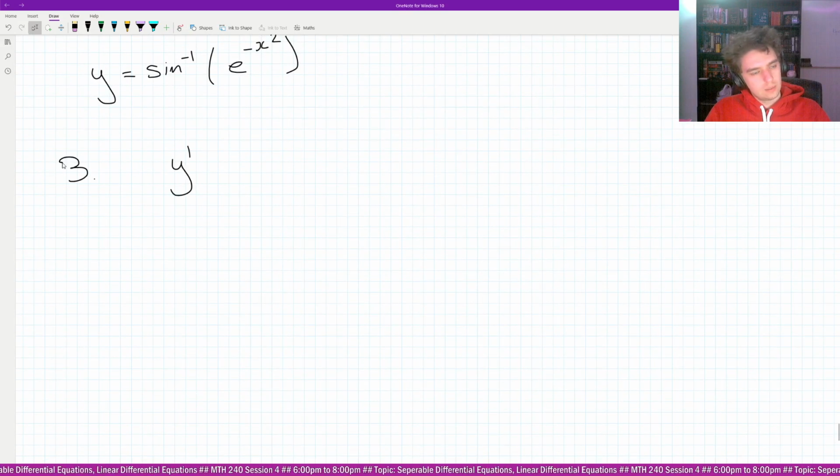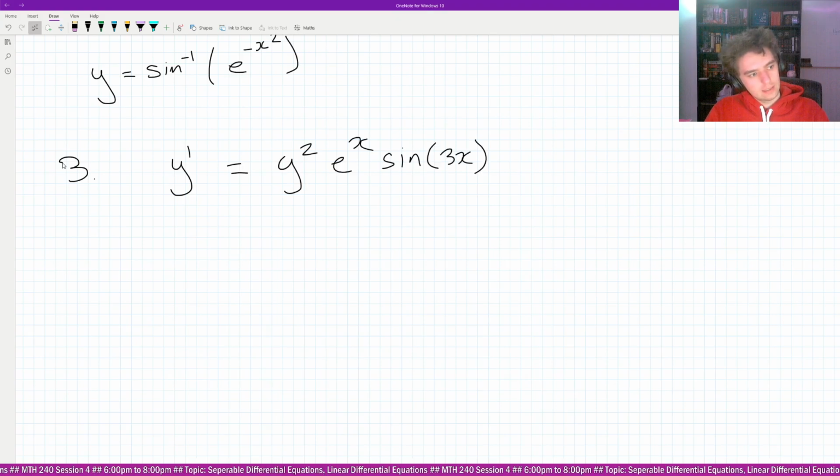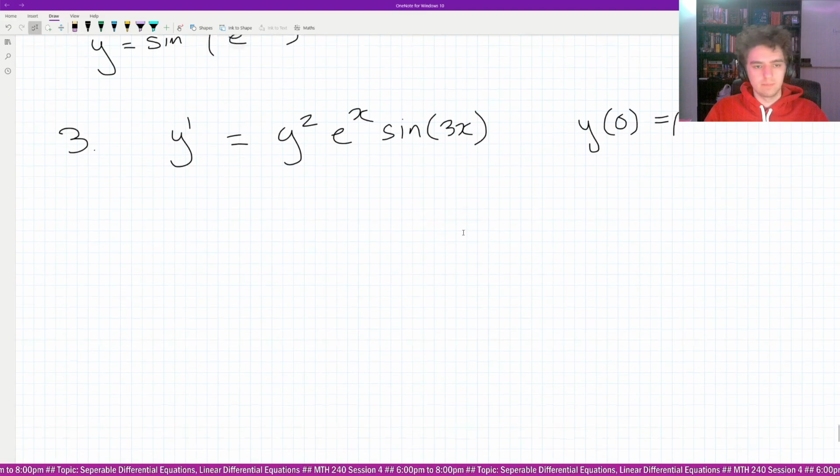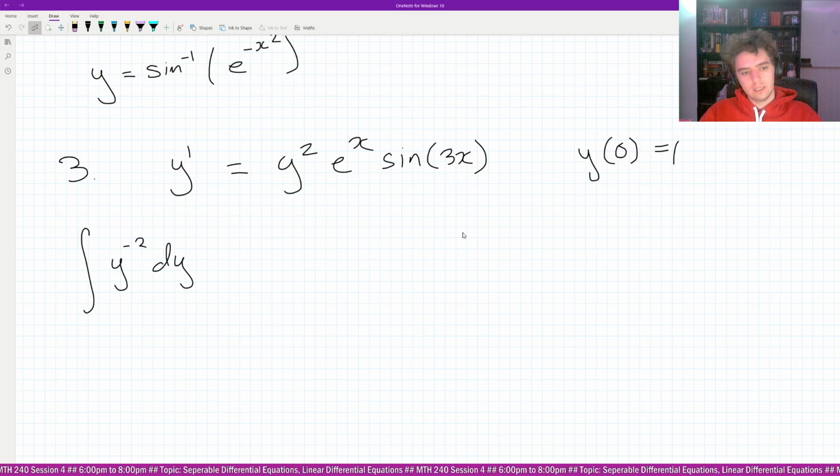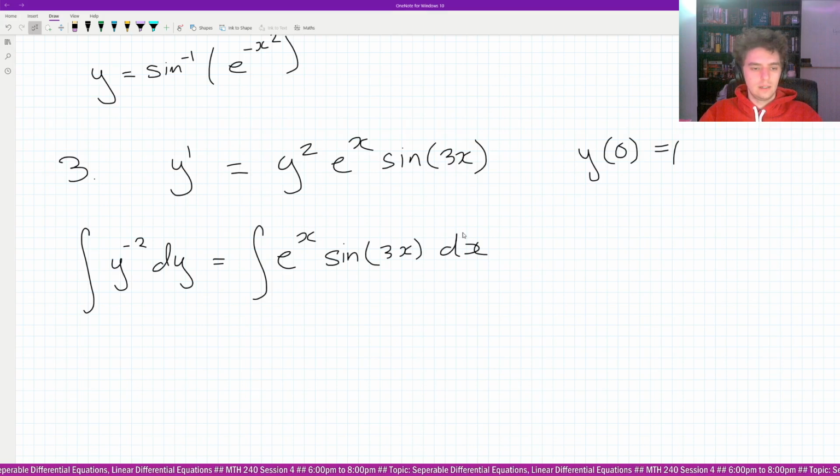So number 3 is y prime equals y squared e to the x sine 3x, and y of 0 equals 1. This is a separable differential equation, so to solve it we integrate: y to the negative 2 dy equals the integral of e to the x sine 3x dx. The left side integrates pretty nicely: just add 1 to the exponent and divide by the new one.